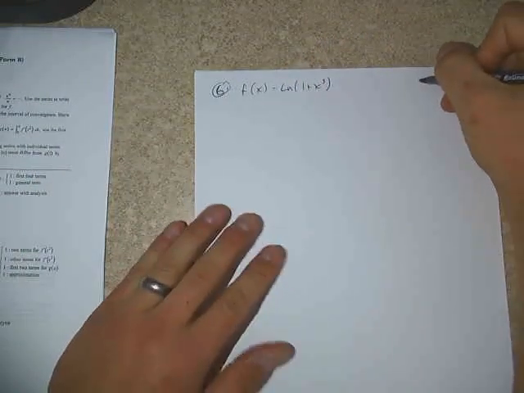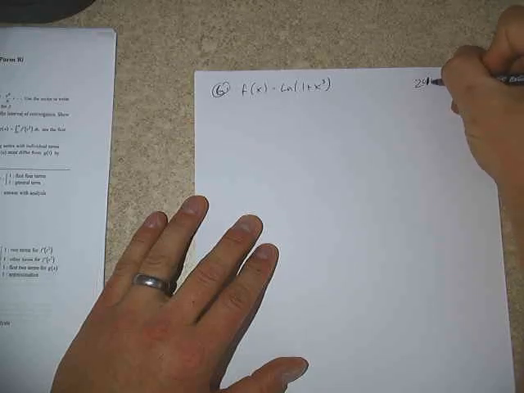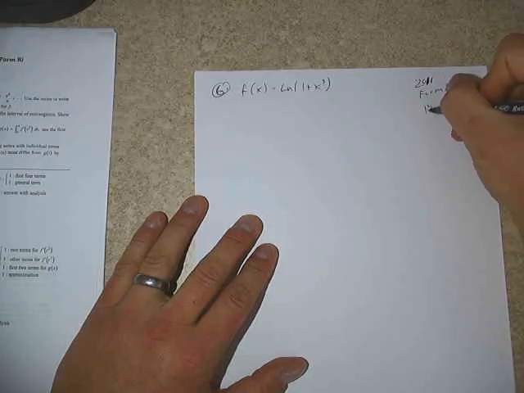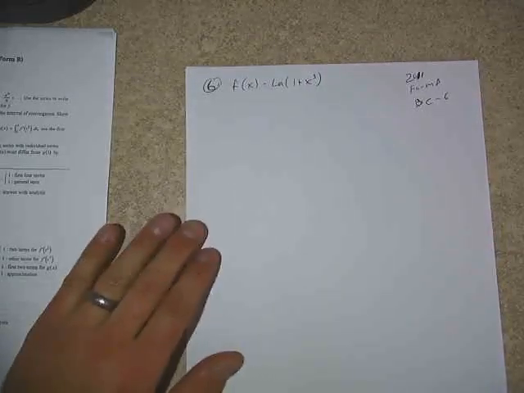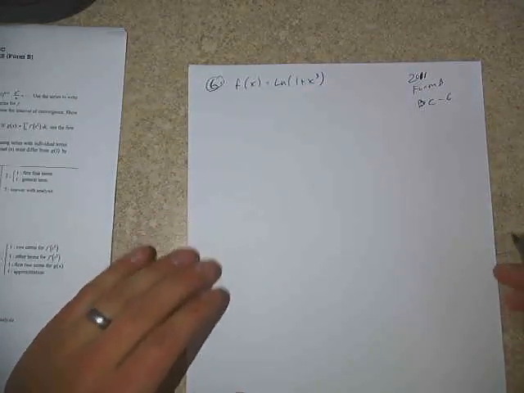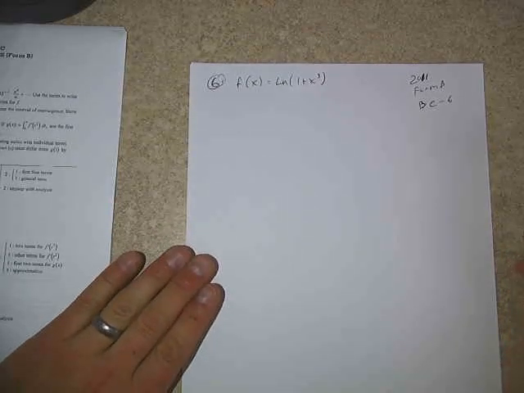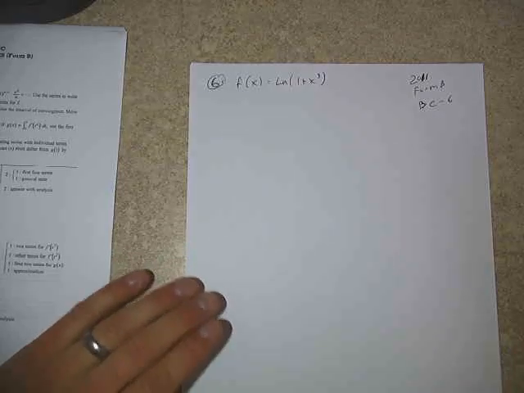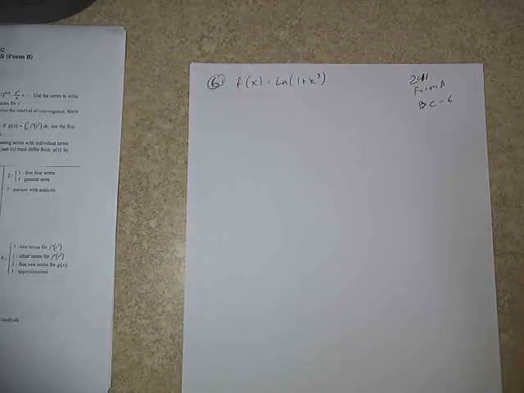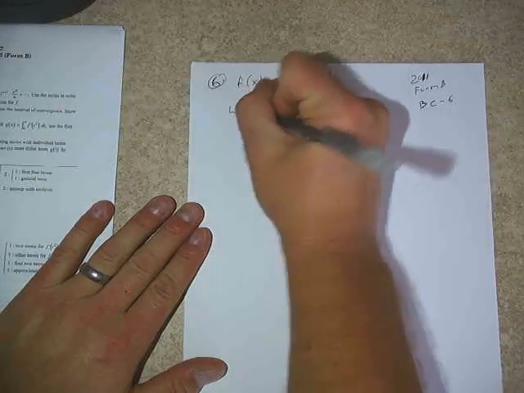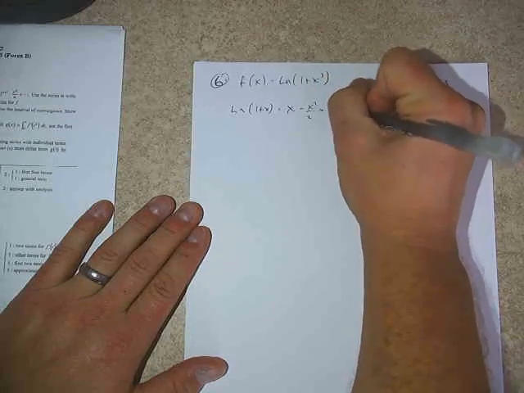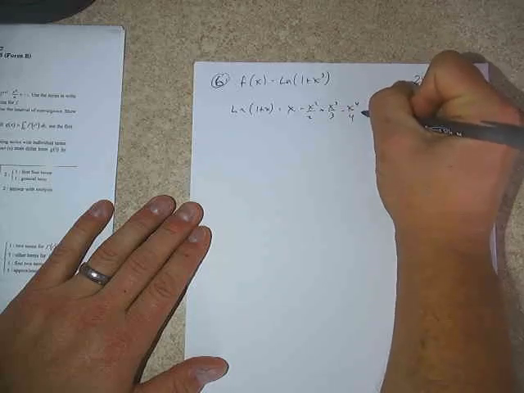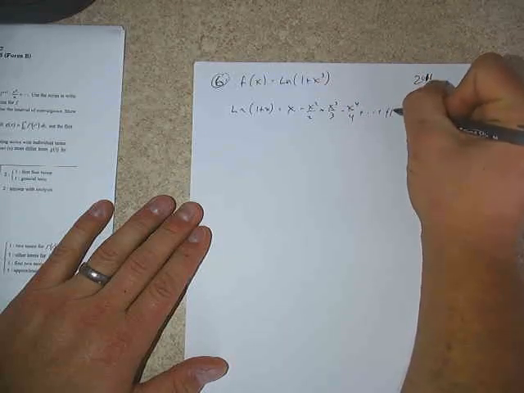Number 6, we've got a Maclaurin series problem. They tell us to let f of x equal ln of 1 plus x cubed. This is 2011 B, EC6. So we know that this is our function in question here, and they give us the Maclaurin series for ln of 1 plus x, not 1 plus x cubed, but 1 plus x. It says use this series to write the first 4 non-zero terms and the general term for the Maclaurin series of f.